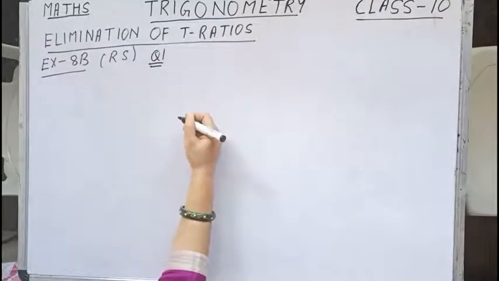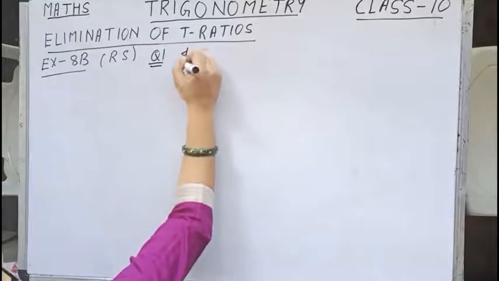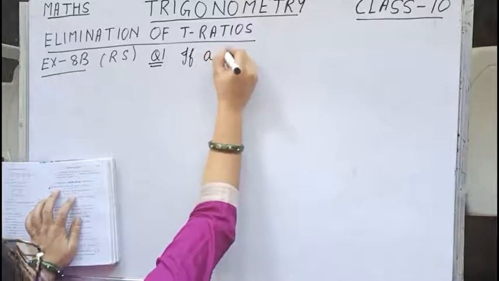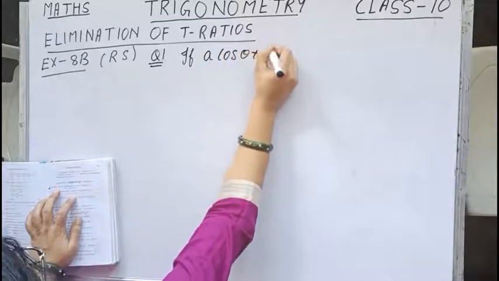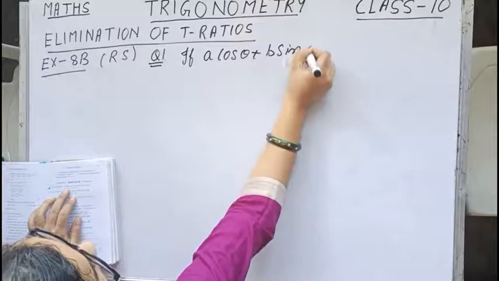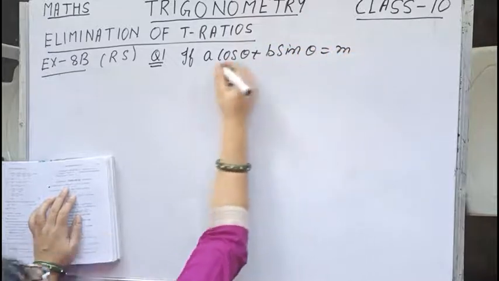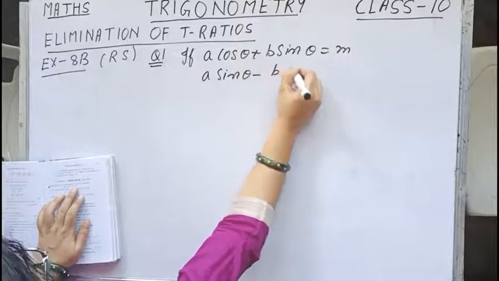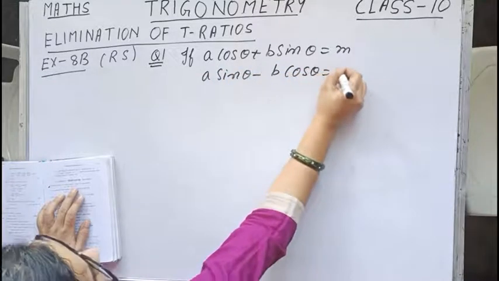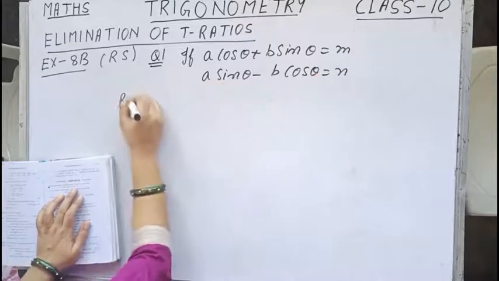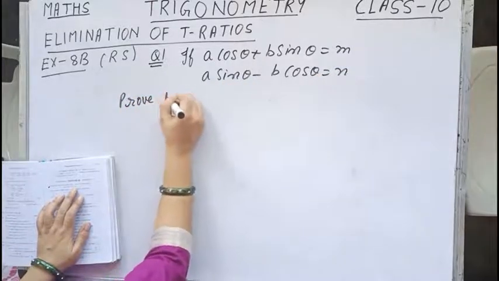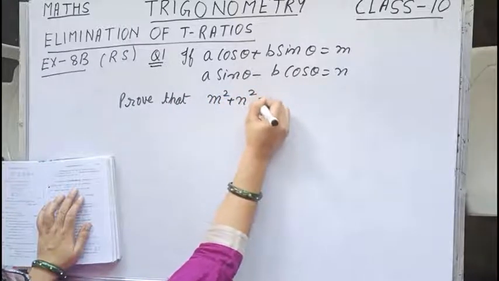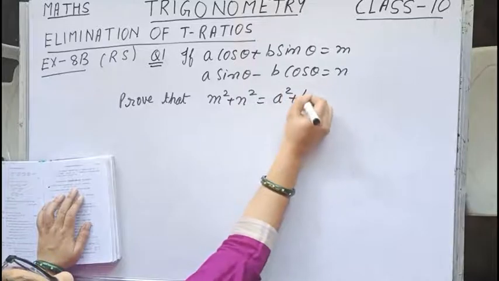Question number 1 is saying that if a cos theta plus b sin theta equals m and a sin theta minus b cos theta equals n, then prove that m square plus n square equals a square plus b square.